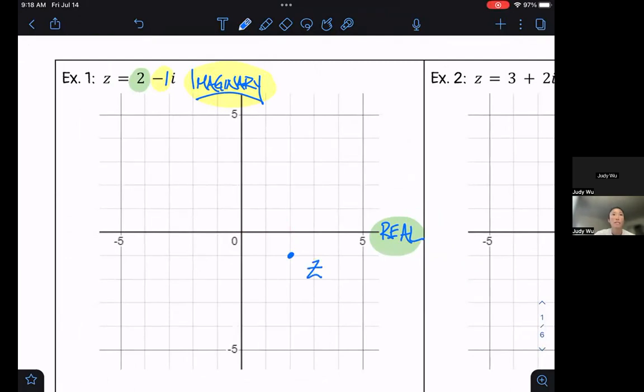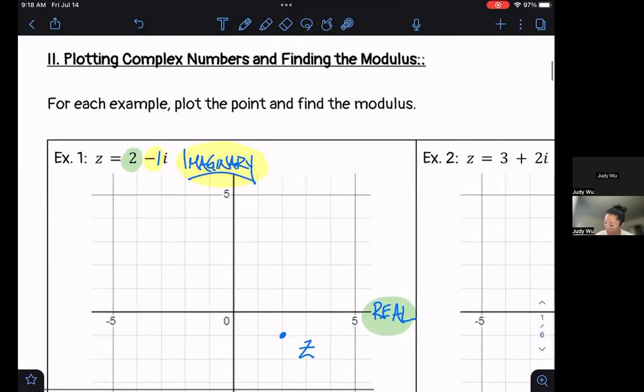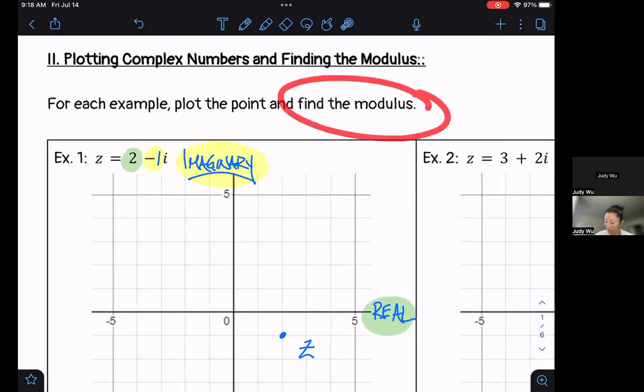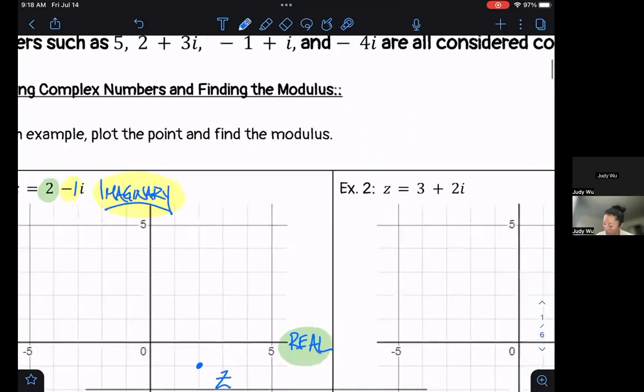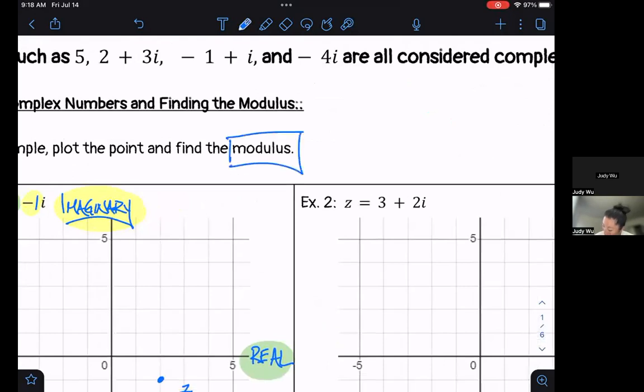Now, what does it mean when I say find the modulus, all right? Here's what this means. The word modulus in this context means the following.